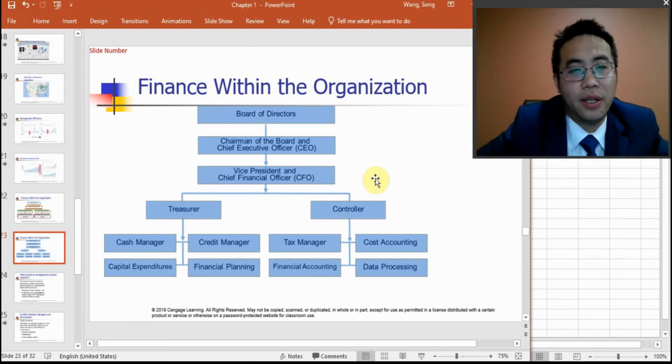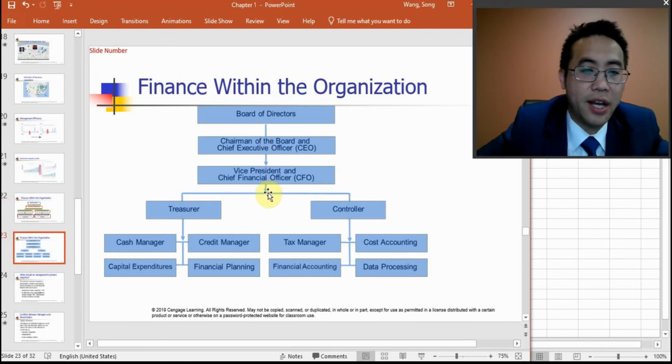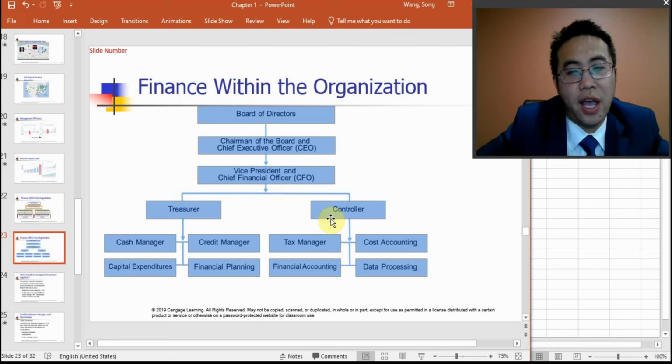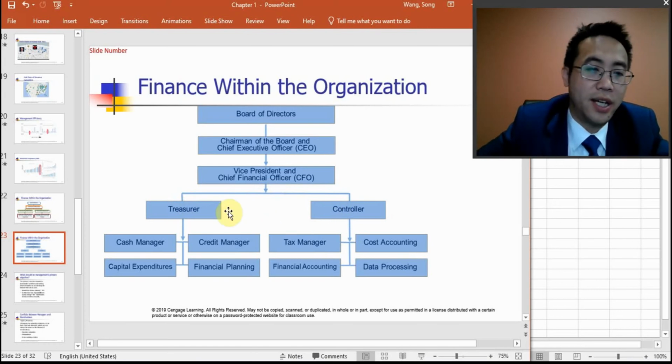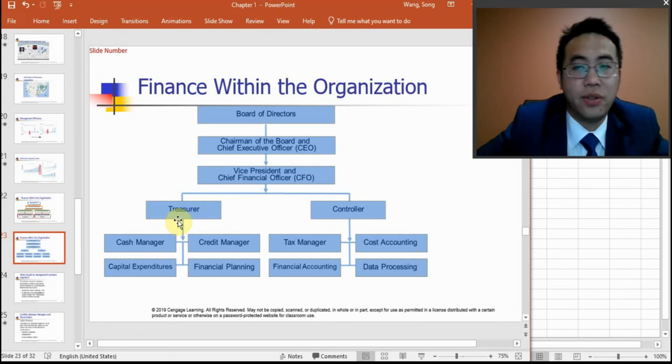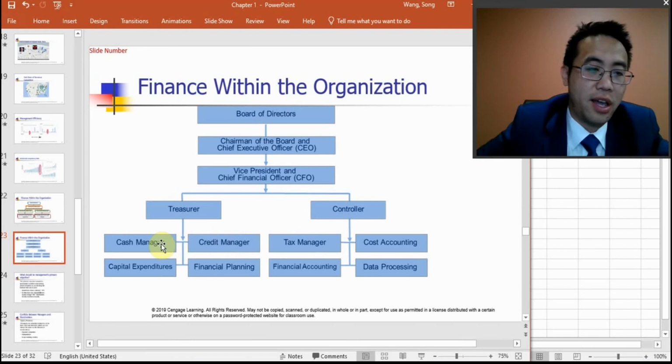And then if we take another closer look at the CFO's line, under the CFO, there is a treasurer and there is a controller. The treasurer basically takes care of the delivery and receiving cash and credit. As you know, nowadays, most of the businesses are not done on a cash basis. Much of it would be done on a credit basis. So there is a cash manager and a credit manager. And the treasurer is also in charge of financial planning for the firm, either short term or long term. And if it's long term, it is about spending a large amount of money to do a capital budgeting project, and that is capital expenditures.